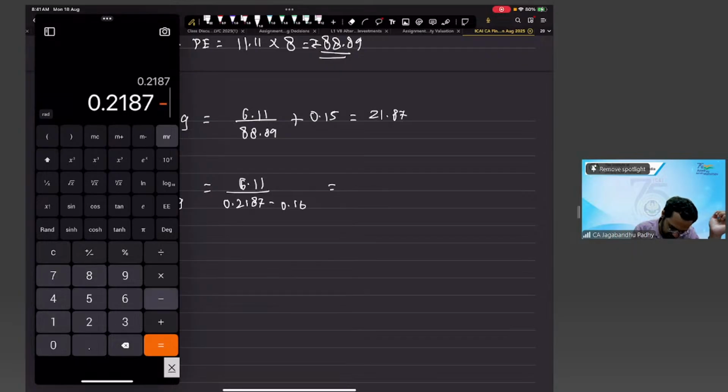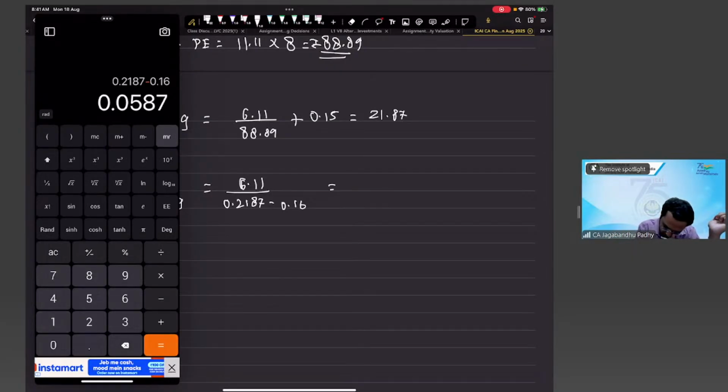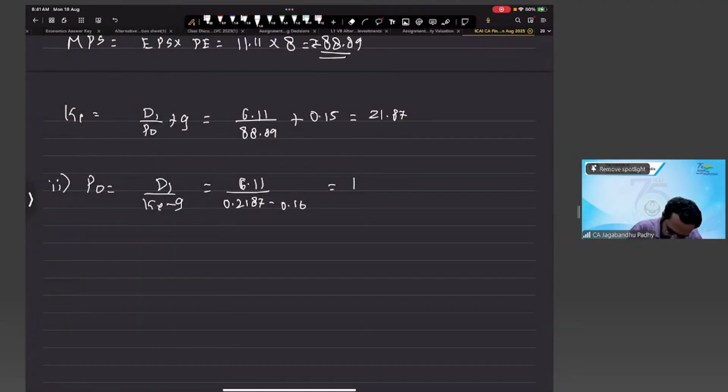6.11. Okay. 0.2187 minus 0.16. That's 0.0587 into 6.11. So it's 104.08. Just check, guys. Yes, 104.09. Okay.